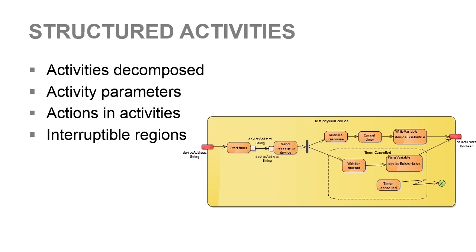In this movie, we'll look at how you can decompose an activity into a more detailed diagram at the next level down. We'll look at how activities are decomposed, the activity parameters that show the values passed in and out, actions in structured activities, and interruptible regions, which group actions together but aren't activities.